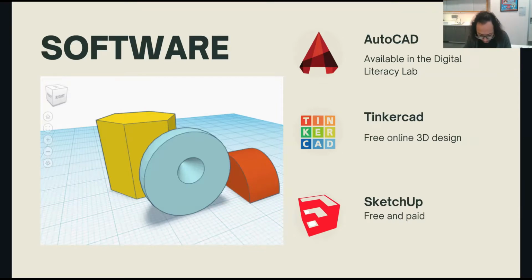TinkerCAD is a great basic program. It is from Autodesk. It's online. You don't have to download it. You don't have to pay. It's free. And it is based on constructive solid geometry, so it allows you to create complex models by combining simple objects. And I can show you here in a minute. By taking simple geometric shapes, you can add to them or subtract them, and that way you can create more advanced ones.